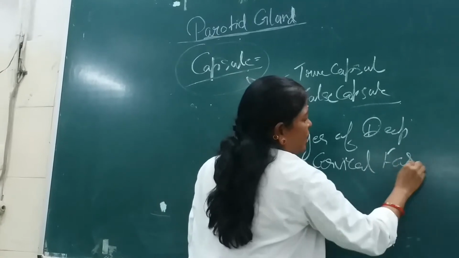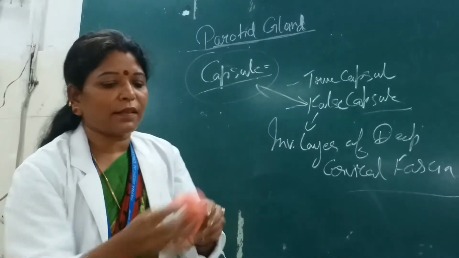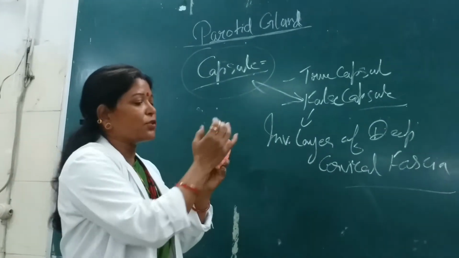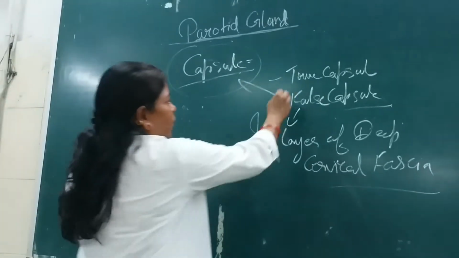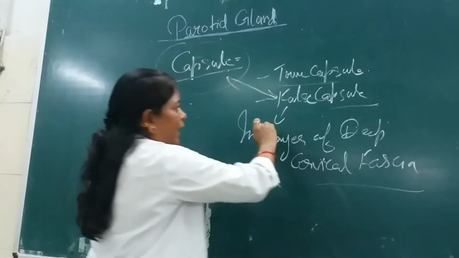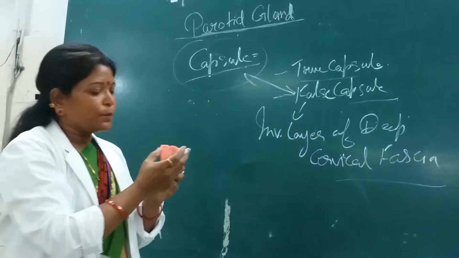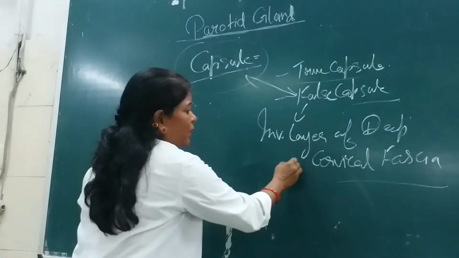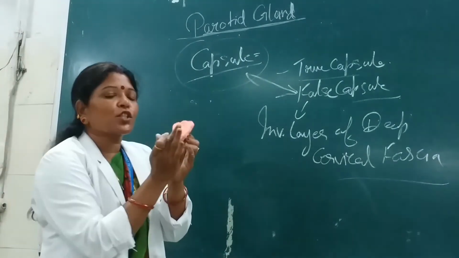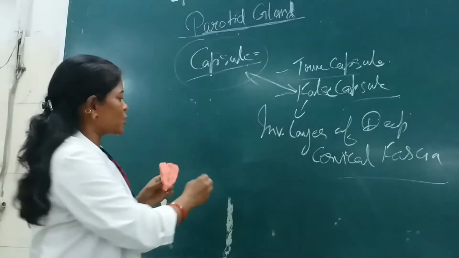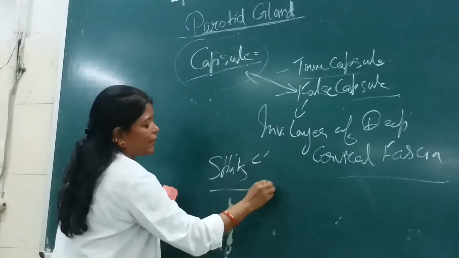Okay. Now what is this true capsule? The true capsule is the areolar tissue, the fibrous tissue just adherent to the parotid gland. It will form the true capsule for the gland, and the false capsule is the derivative of what? Of the investing layer of the deep cervical fascia. And what is the beauty of this fascia? It splits to enclose the gland.